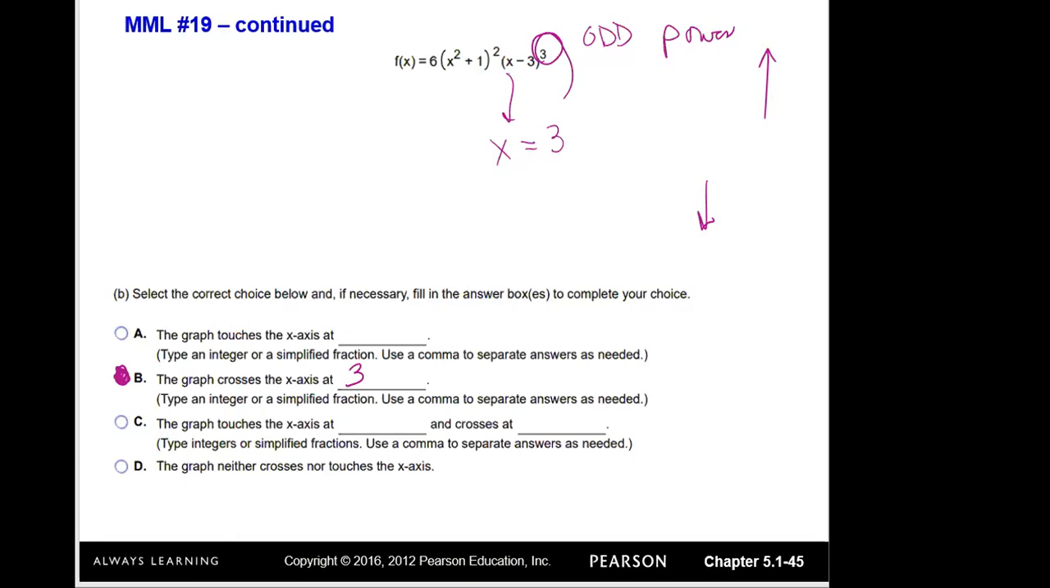Sorry. The graph crosses the x-axis at 3. If it had been an even power, it would have touched it. Because with an even power, both ends would have to be up or down. So it has to come up and just touch it right there. But since this does something like this, it's got to cross it. If you forget this from before. Okay.